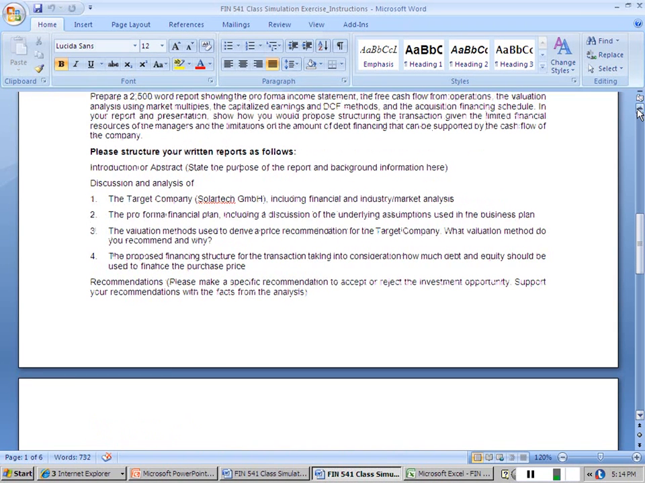You begin, and you should be doing this, by the way, for all of your papers, with an introduction or an abstract. In other words, state the purpose of the report and other background information in a first initial paragraph. Then you move into the discussion analysis. Here, the report is going to be broken down into three parts. A member of the group could take one of the parts, work through that, and then you need to come together in the end.